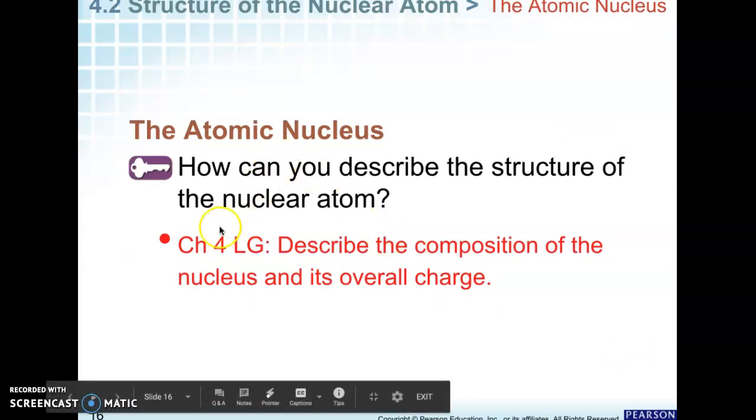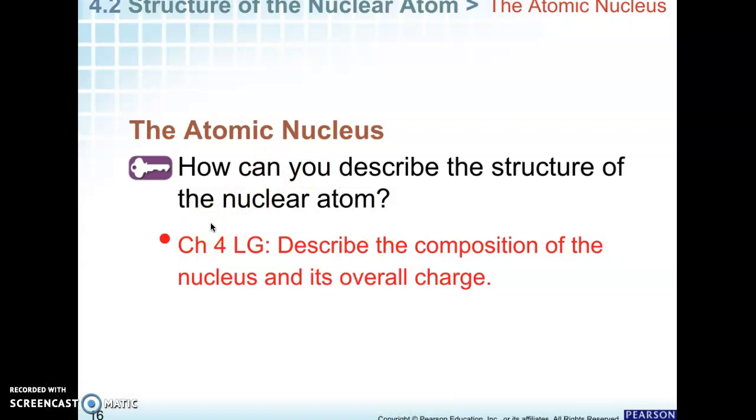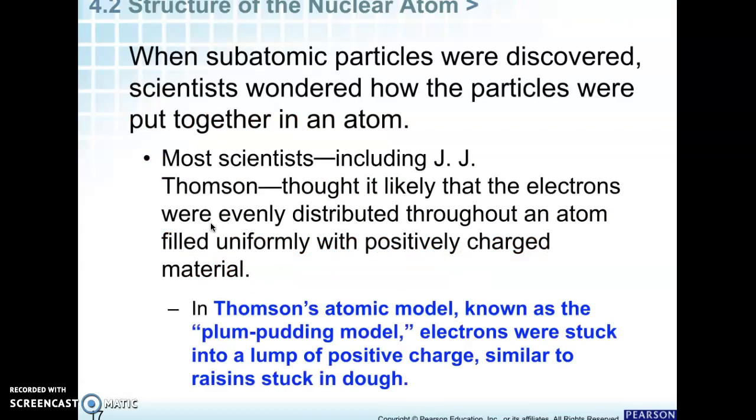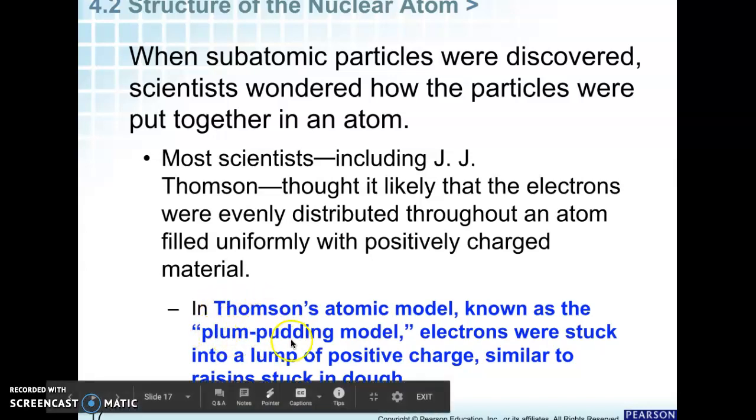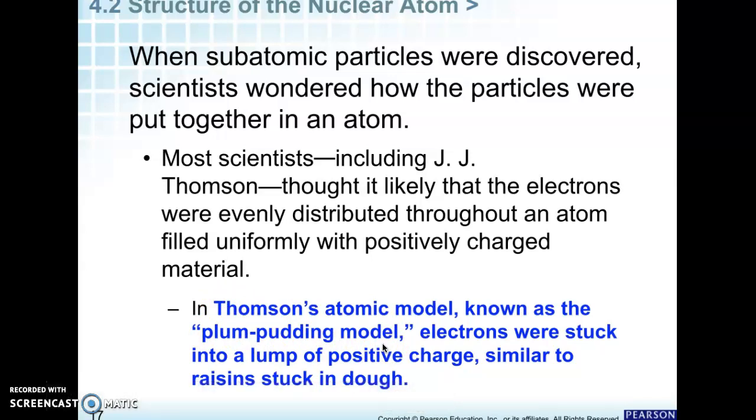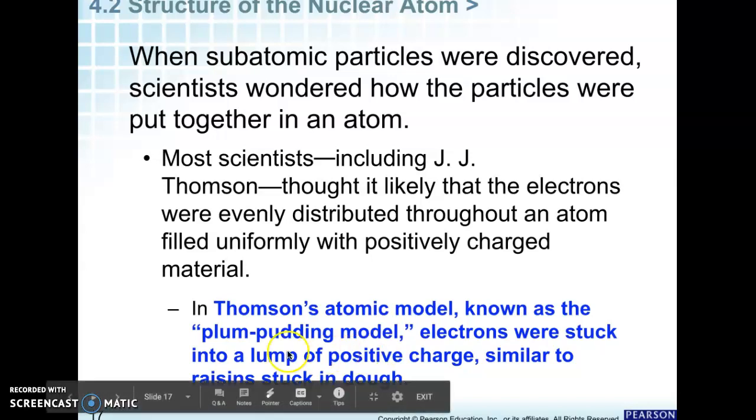Okay, so then there's another learning goal where you describe the composition of the nucleus and its overall charge. A little background on this. J.J. Thomson, he's the guy that discovered the electron. From his discovery, he came up with an atomic model, or a way to describe what he thought the atom was like. His model is called the plum pudding model. You probably don't know what plum pudding is. It's this British thing. It doesn't sound very good. I would call it more like a blueberry muffin. That's probably something that you know a little bit about.